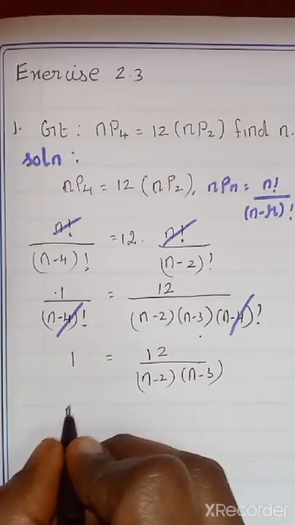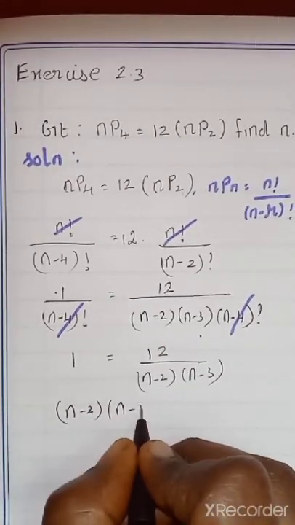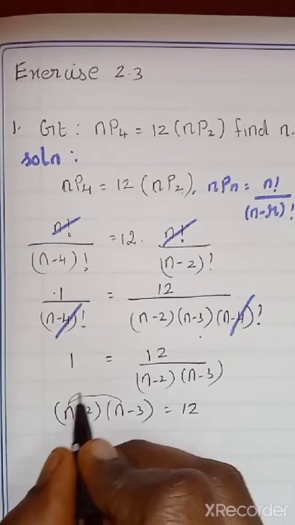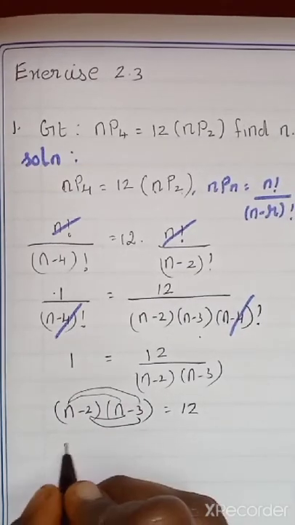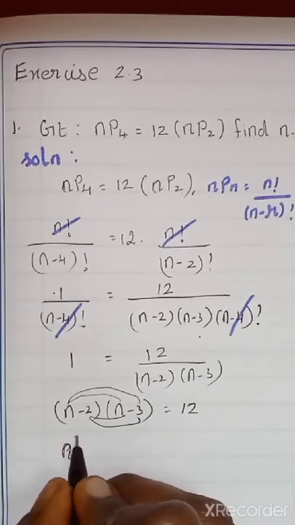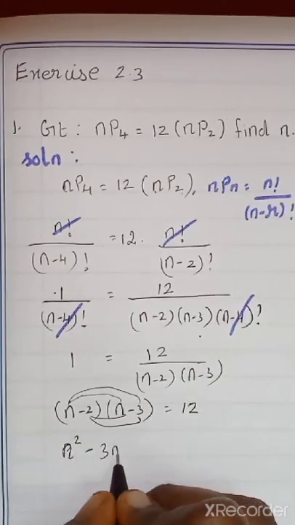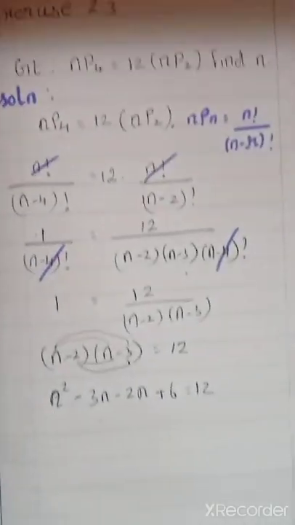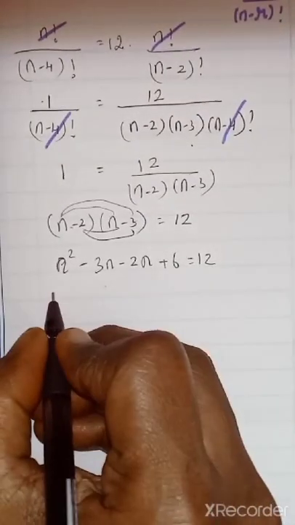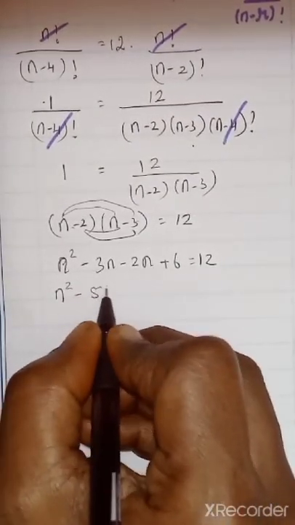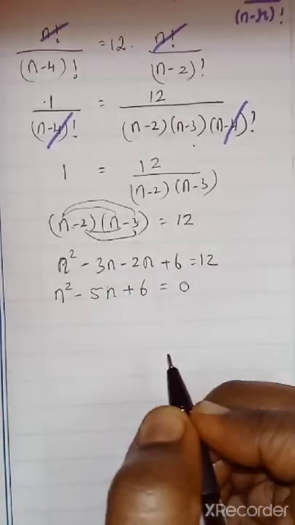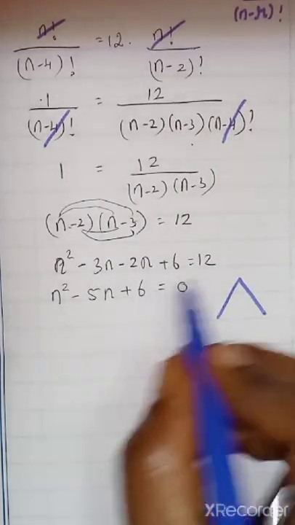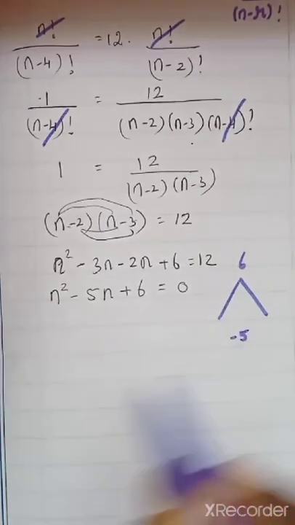So take it to the other side. n minus 2, n minus 3 equal to 12. Correct? And if we multiply, you have to multiply like this. So n into n is n square minus 3n minus 2n plus 6 equal to 12. Correct? So this will be n square minus 5n plus 6 equal to 12, right? And you have to use your tree method to solve this quadratic equation.